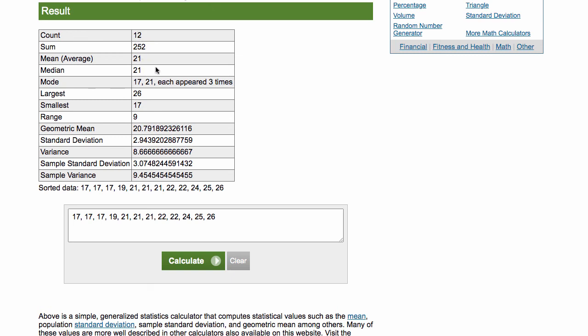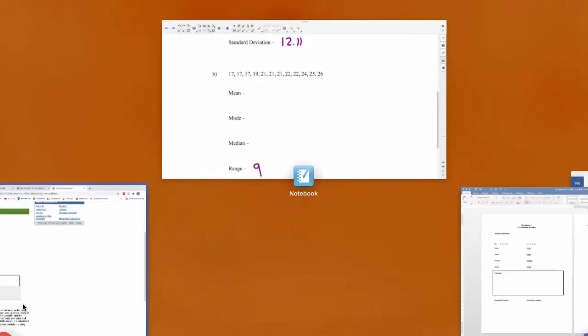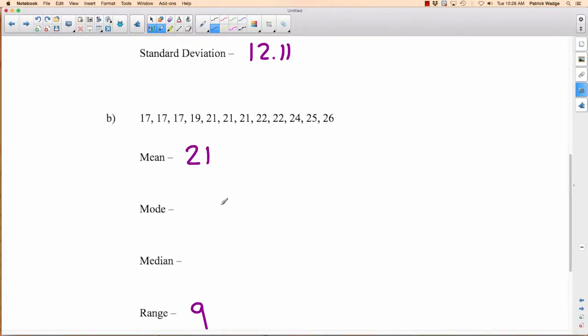Mean and median are both 21. And the mode is 21 too, but it has two modes. So 17 is also a mode. So we got 21 for mean, 21 for median, and 17 and 21 for mode. That makes sense for mode because we have 3 17s and we also have 3 21s, and that's the most.